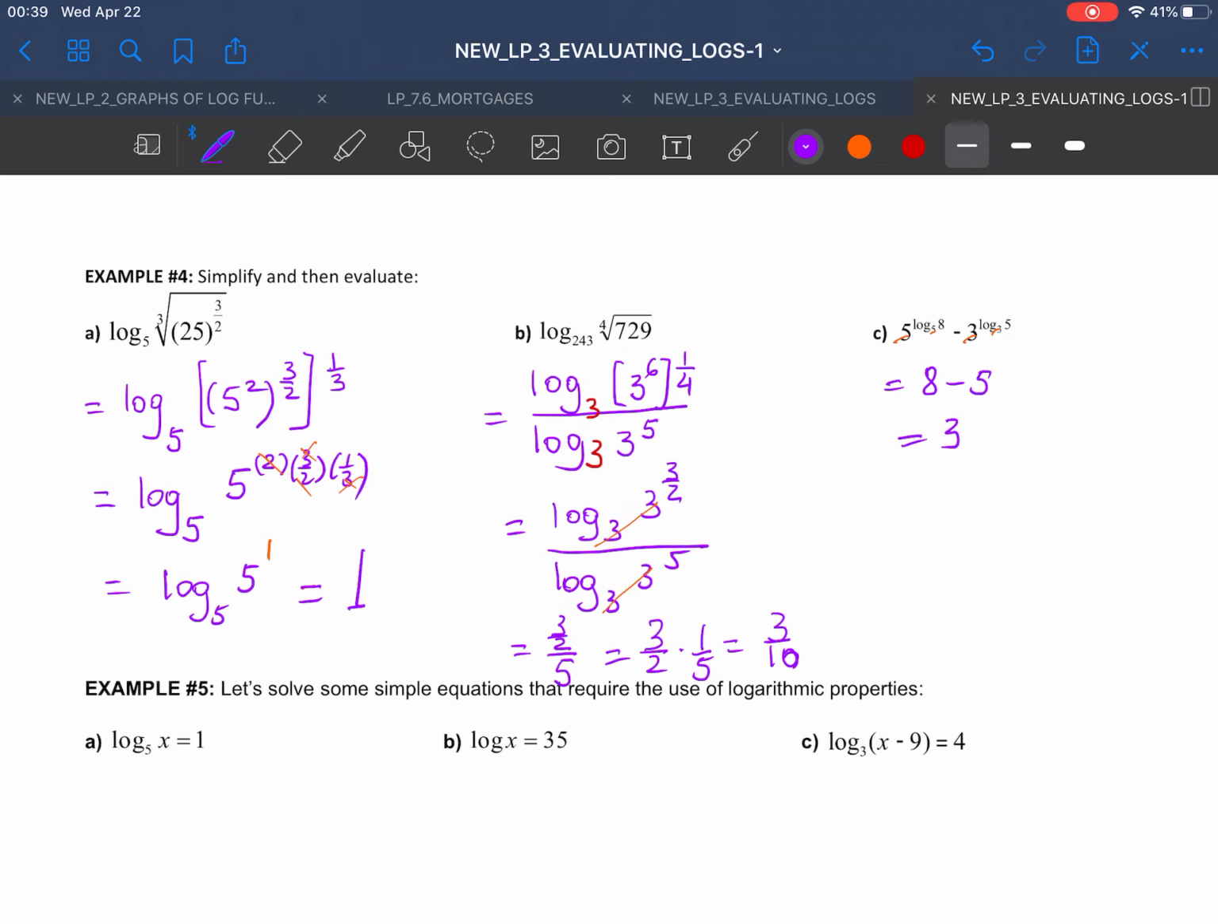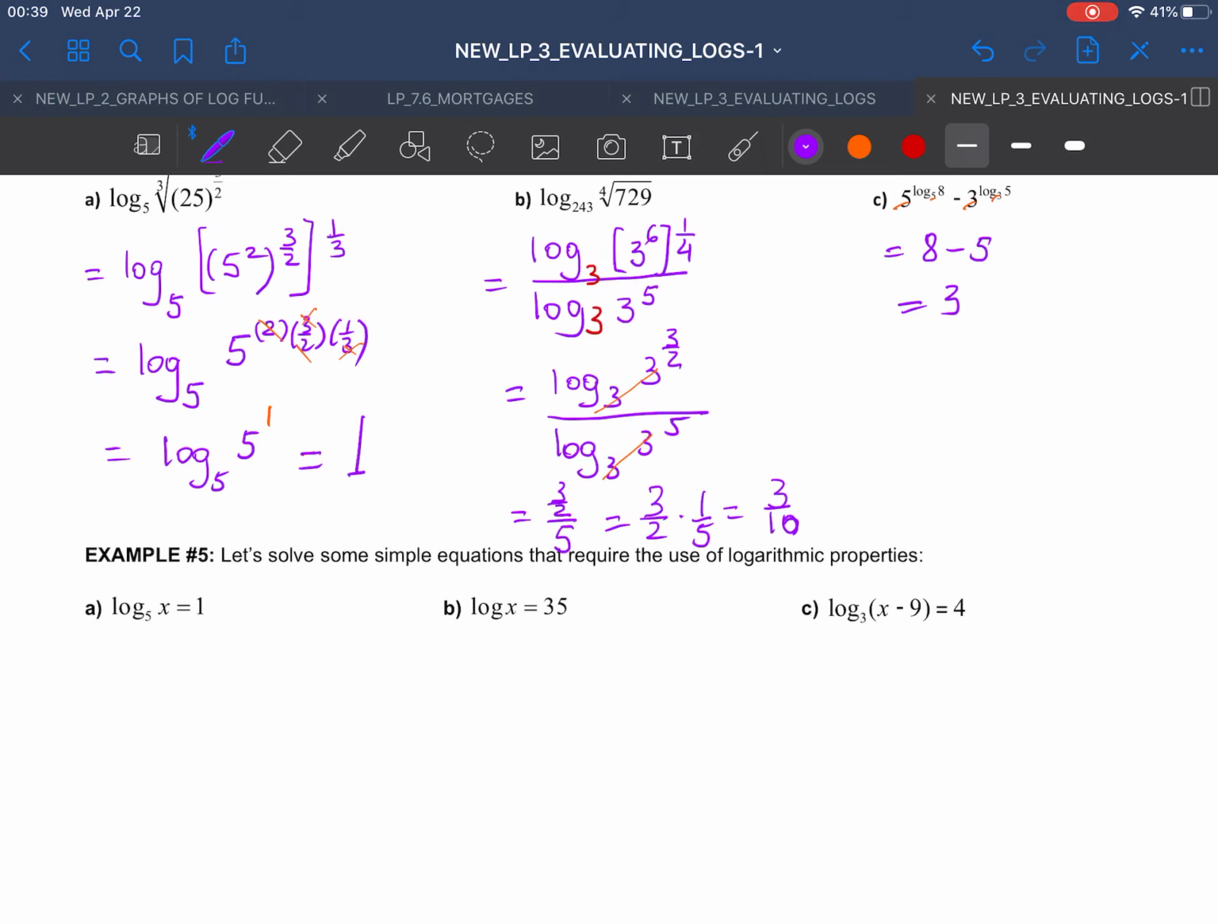Now, we're going to take our knowledge to better use, and we're going to try to solve something a little bit more interesting. Log with base 5 of x equals 1. That's an equation, because we have an unknown variable in it.